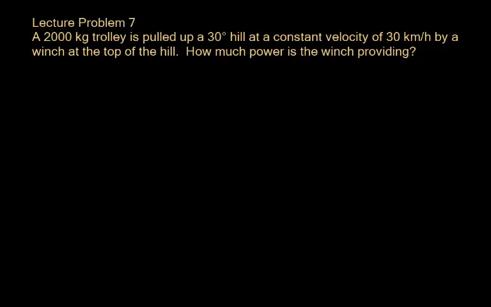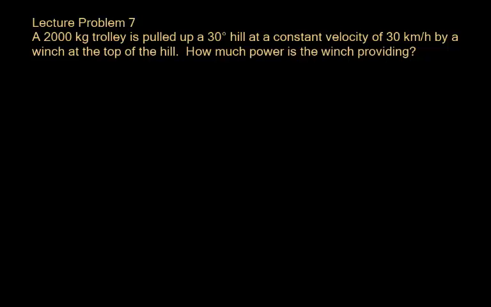Lecture problem 7. A 2,000 kilogram trolley is pulled up a 30-degree hill at a constant velocity of 30 kilometers per hour by a winch at the top of the hill. How much power is the winch providing?